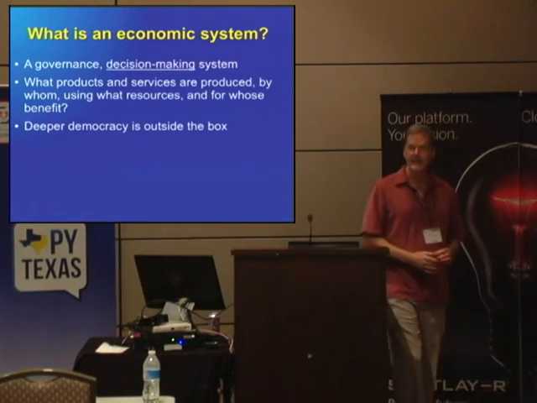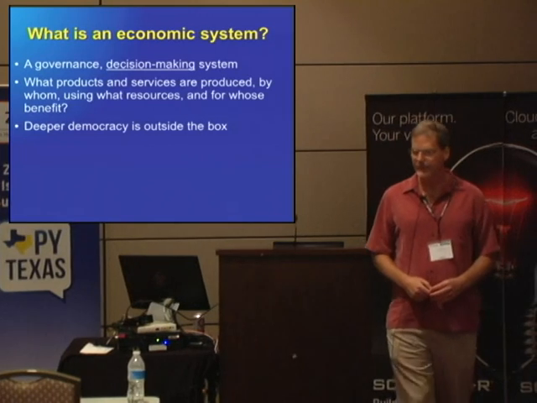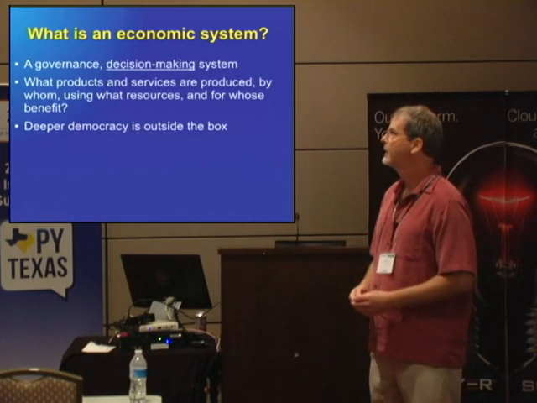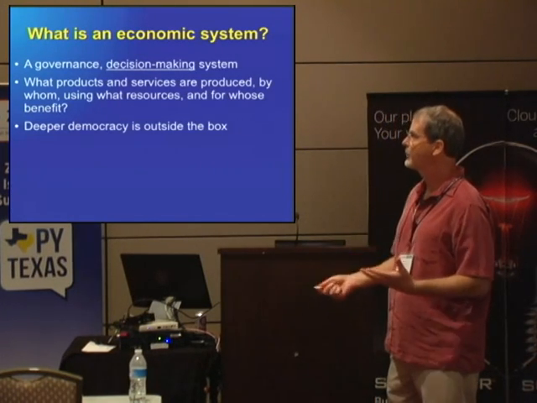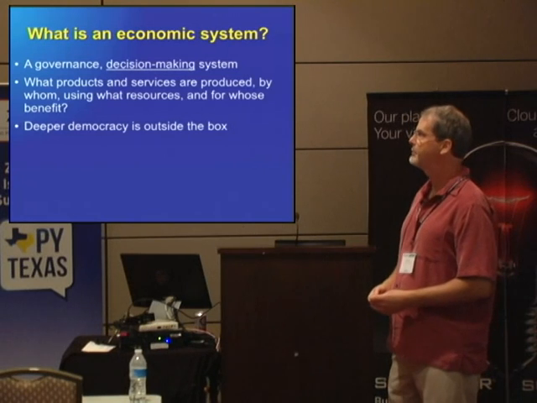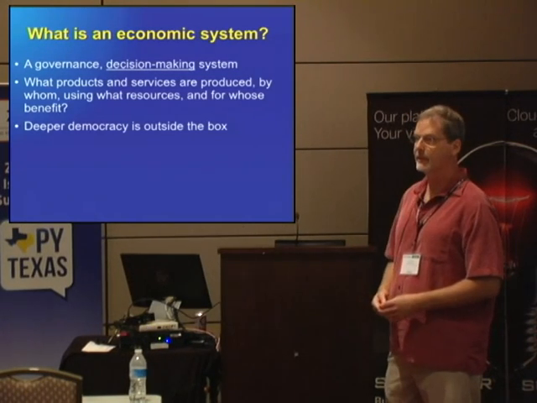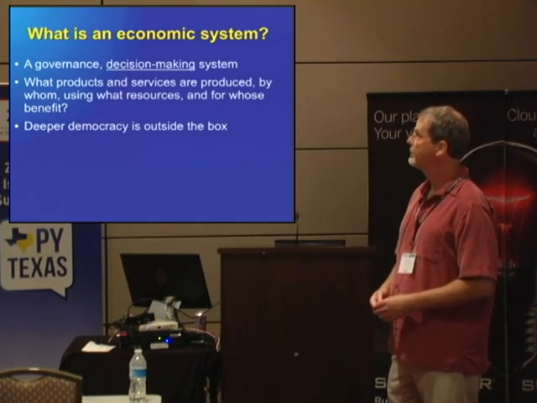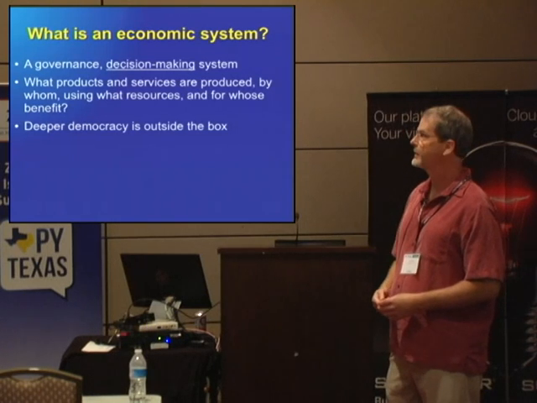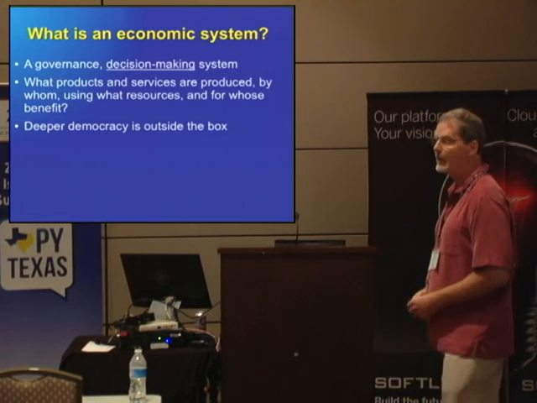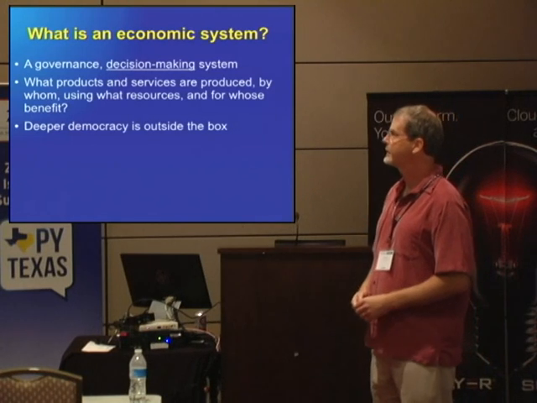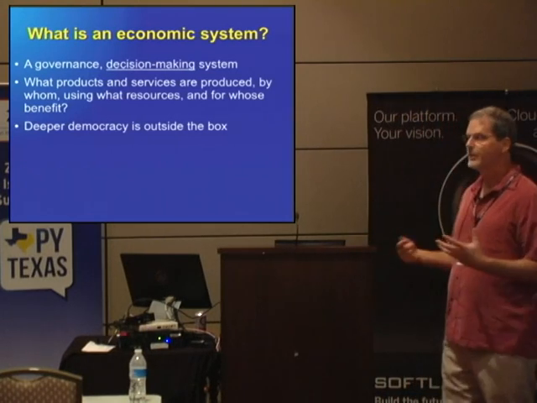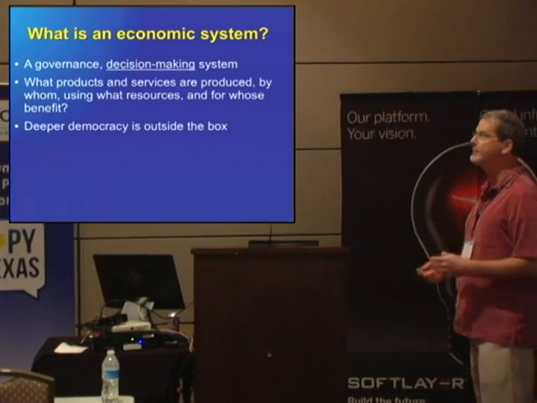So in asking the question what's outside the box, maybe it's best to start with a short description of what an economic system actually is. We don't usually think of an economic system this way, but an economic system actually is a type of governance, a governance structure, a decision-making system. A society uses an economic system to decide what products will be produced, by whom, using what resources, and for whose benefit. And it's my claim that outside of this socialism-capitalism gradient, we might find systems that have democracy embedded deeper in them.